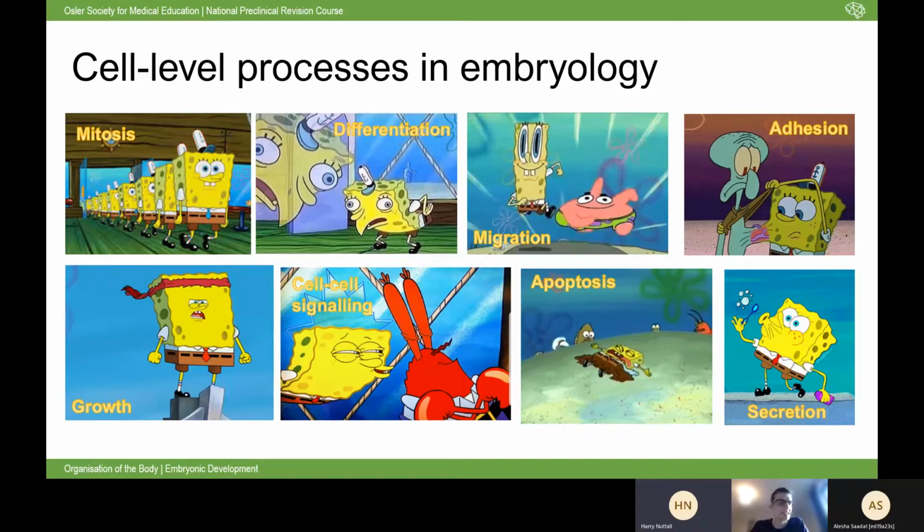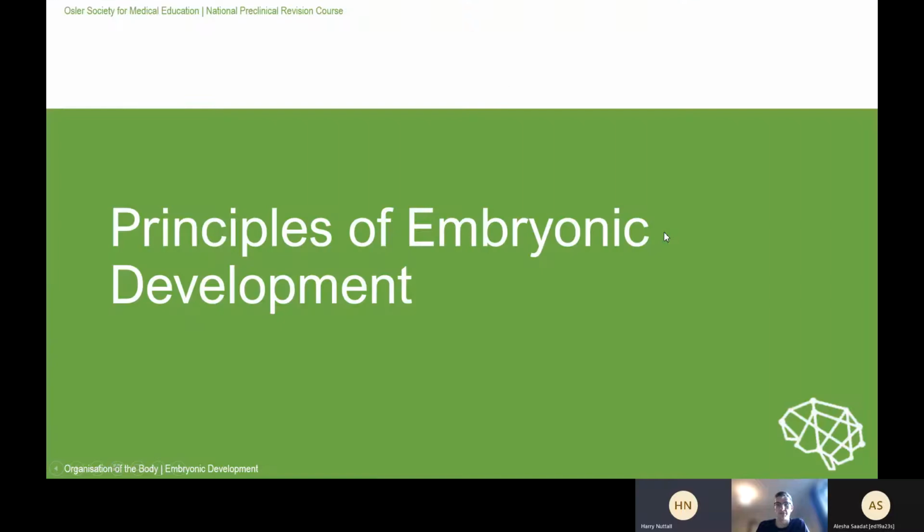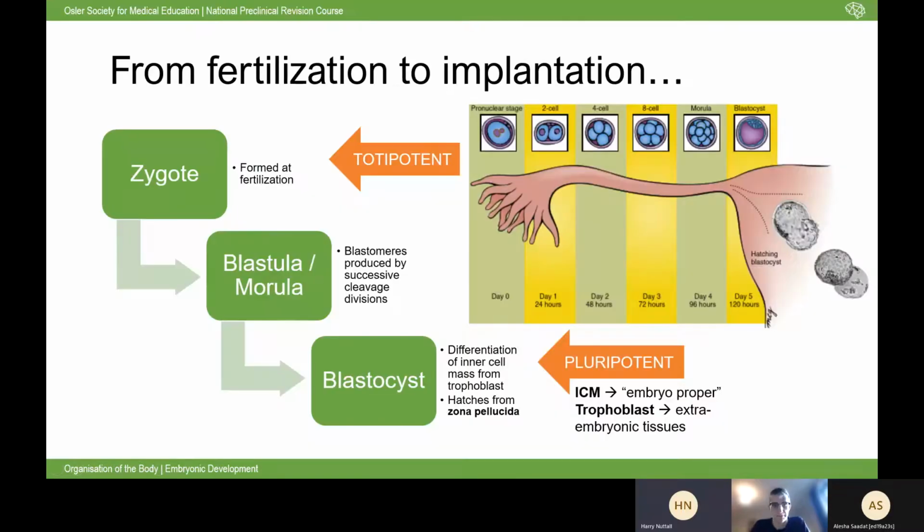These will all come up. They're all interesting ideas, and I think do try and think about those. So let's go over some basic principles.